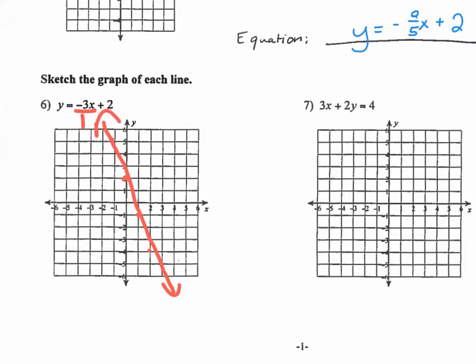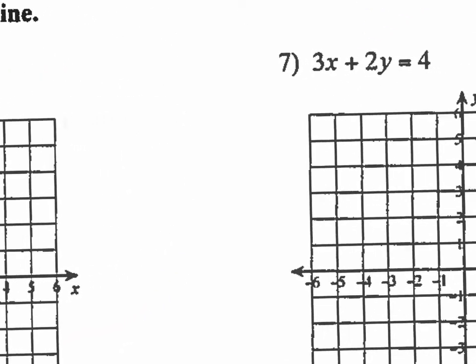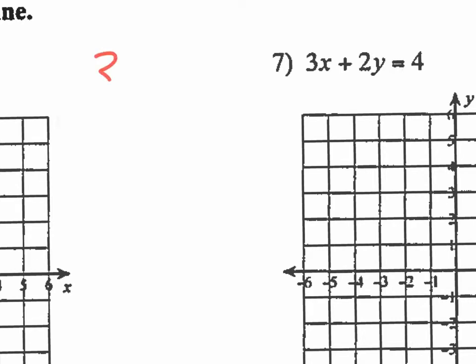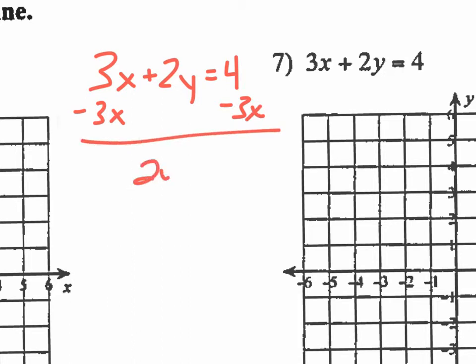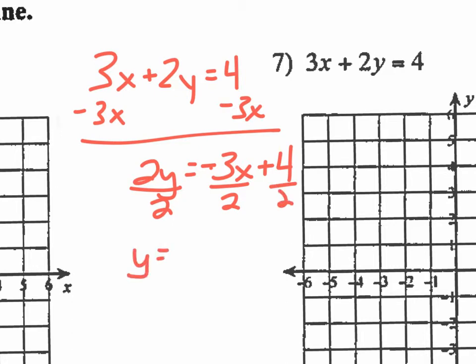So there's my line. And then for number 7, this one's in standard form, so I'm going to change it into slope-intercept form. So I'm going to rewrite the equation right here in the middle so I have some space enough to change this into slope-intercept form. So I'll start by subtracting 3x. So I have 2y is equal to negative 3x plus 4, and then divide by 2. So I have y is equal to negative 3 over 2x plus 2.